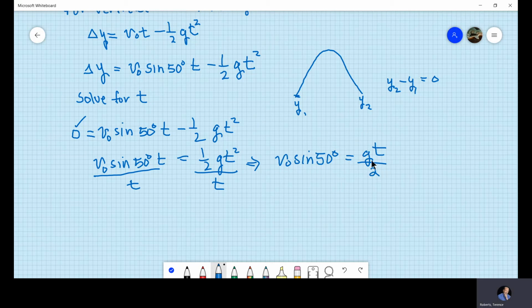Okay, and so we're looking for the time, so this becomes 2 v sub naught sine 50 degrees, and this equals t, and this is all divided by g, and this equals t. So now we can find t. So let's do that.